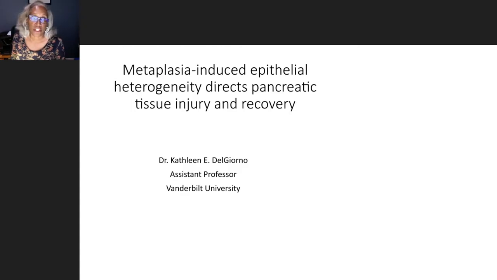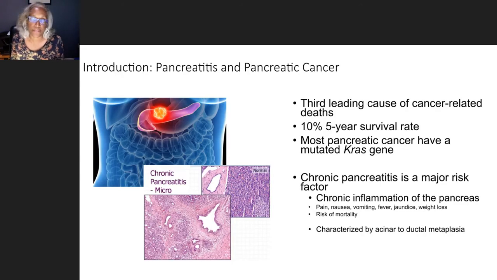The next presentation is Metaplasia-Induced Epithelial Heterogeneity Directs Pancreatic Tissue Injury and Recovery by Kathleen Del Giorno at Vanderbilt University. Pancreatic cancer is the third leading cause of cancer death worldwide, and the 5-year survival rate is only about 10%. KRAS is the most frequent mutation found in pancreatic cancer.